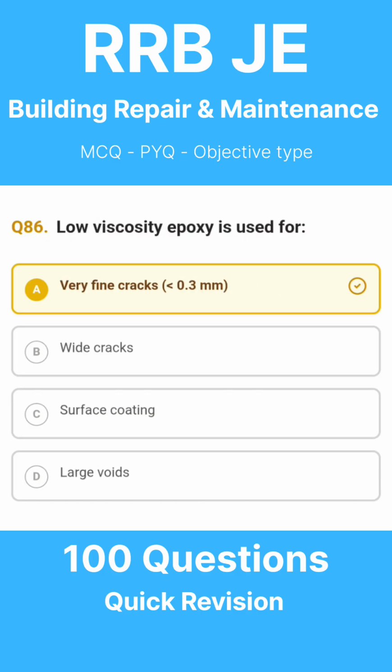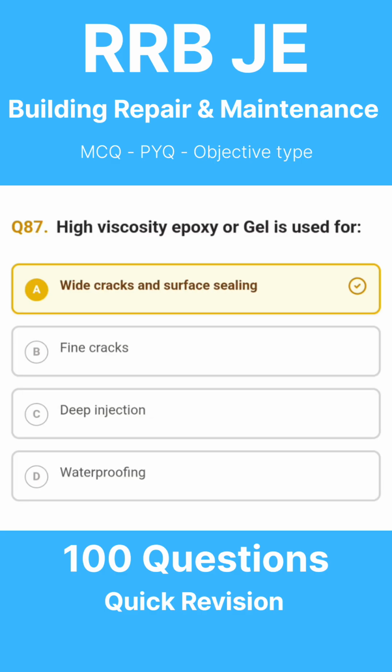Question 86. Low viscosity epoxy is used for. The correct answer is very fine cracks less than 0.3 millimeters. Question 87. High viscosity epoxy or gel is used for. The correct answer is wide cracks and surface sealing.